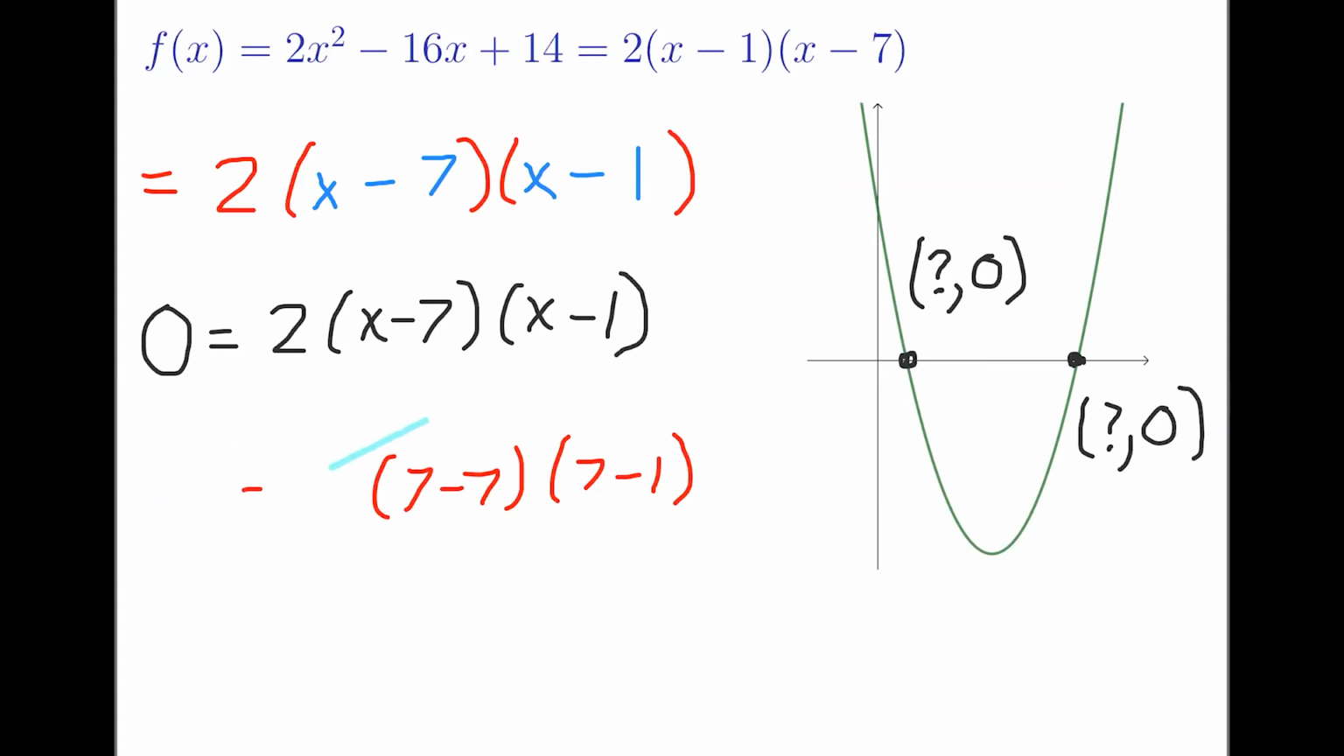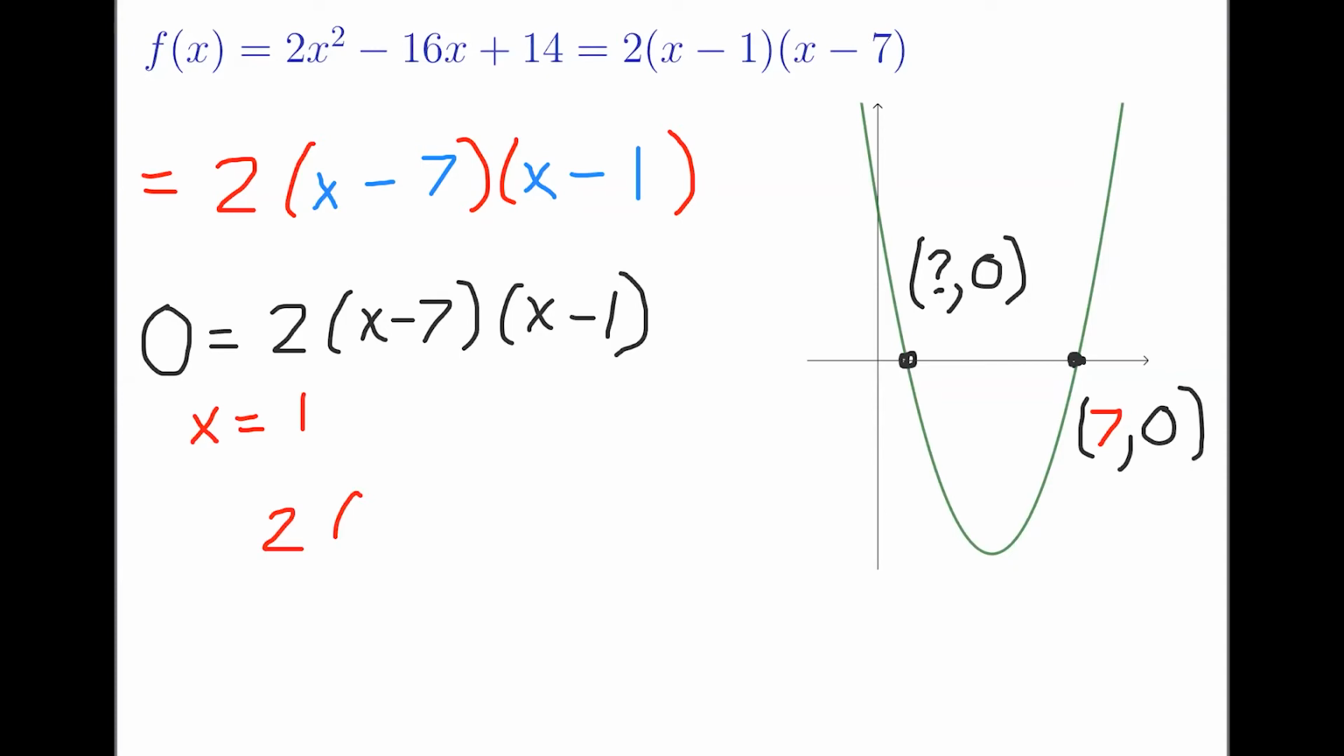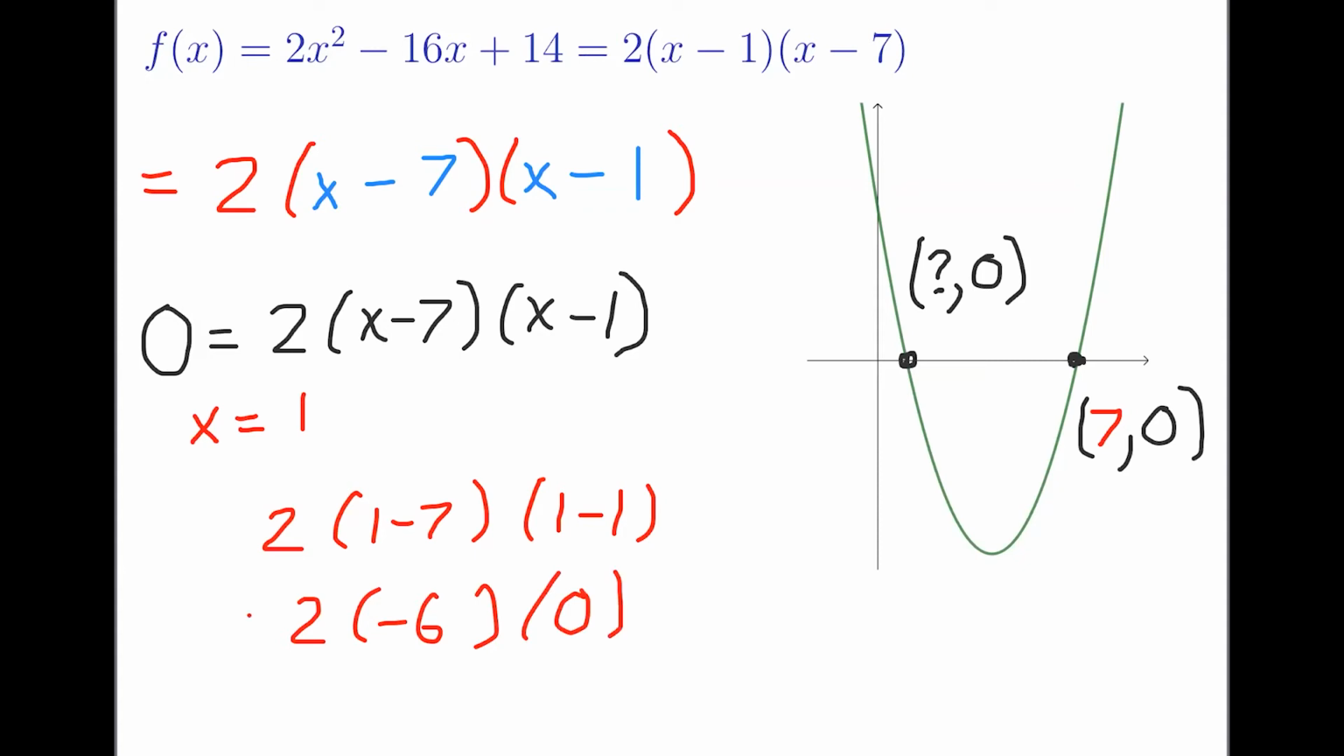And that's actually telling us that in this graph over here, this point right here has an x coordinate of 7. Similarly, if you plug in x equals 1, on the right side you get 2 times 1 minus 7 times 1 minus 1, and that's 2 times negative 6 times 0, which is absolutely 0. So that's telling us that in this left x-intercept, x equals 1, and then of course y is equal to 0.